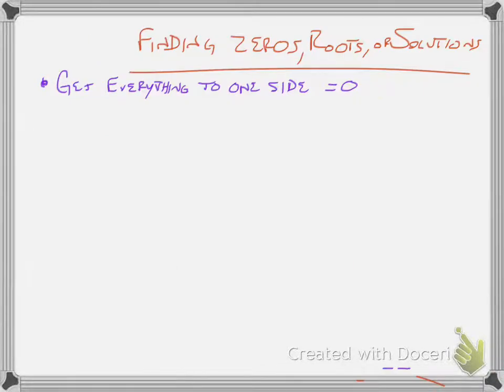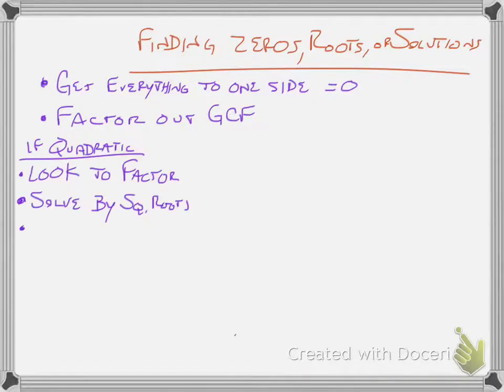Okay, so when you're finding the zeros, the roots, or the solutions, it's all the same thing. If it's an equation, get everything to one side, have it equal 0. Then always check to factor out a GCF if you can, including the variables. And then it depends on what's left. If you have a quadratic, you're first going to look to factor it, or possibly solve by square roots if it's just the x squared and the constant. And then if neither one of those work, you can solve by the quadratic formula.